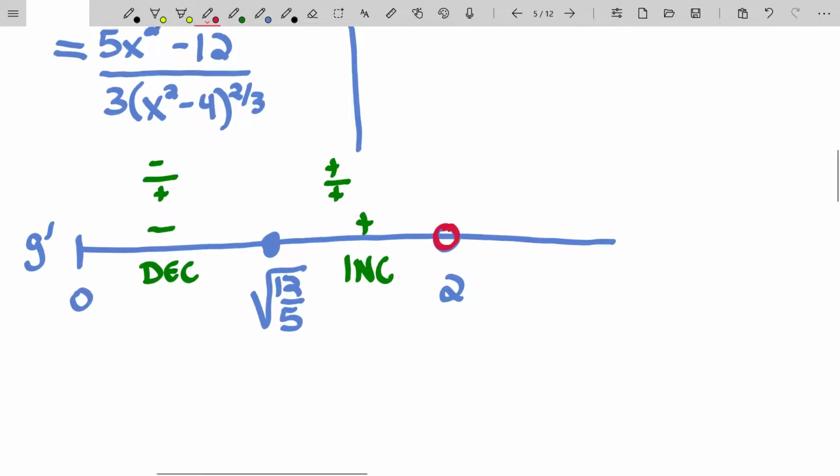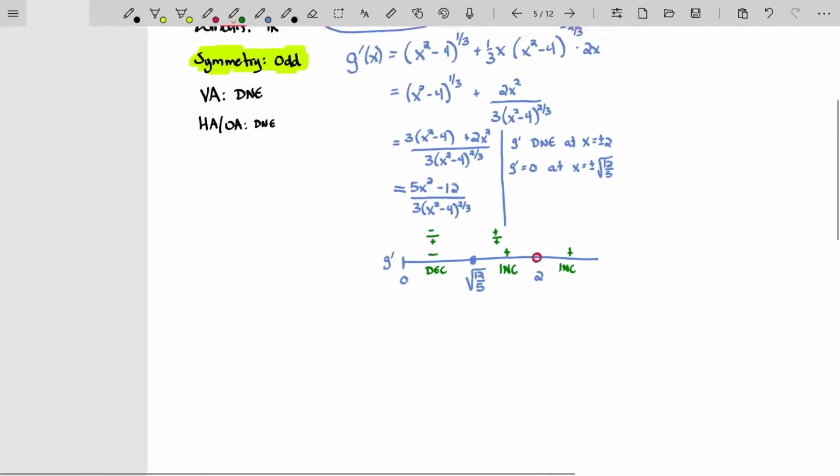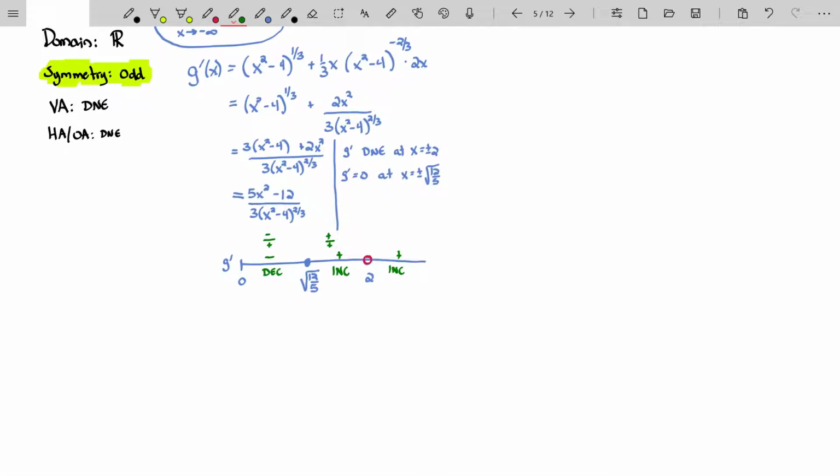But you can plug any number greater than 2 into the derivative, and 3 is a fine number to plug in, or a billion is also good. Either of those will work out well. You'll get a positive value for your derivative there, so your function is increasing. So now I know I have pretty much everything I need.